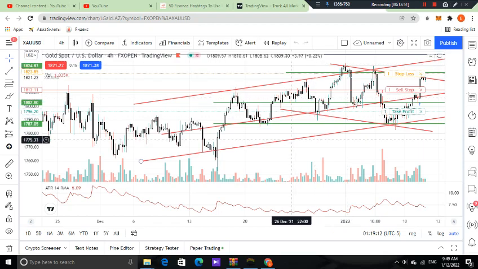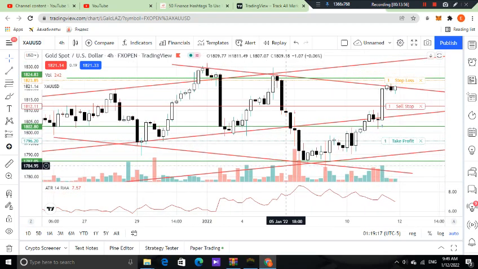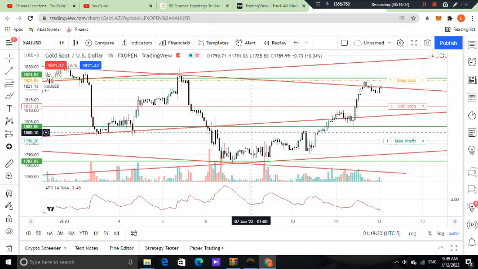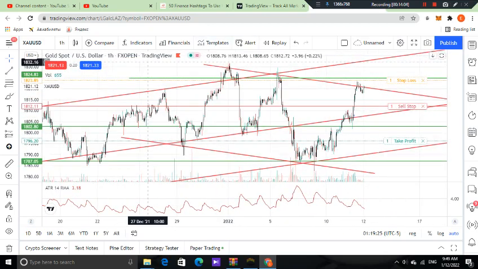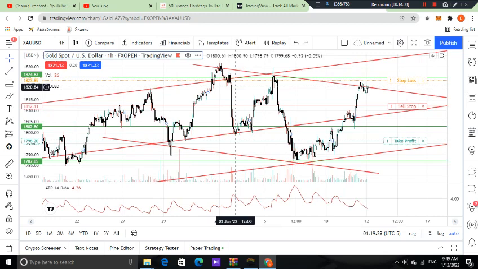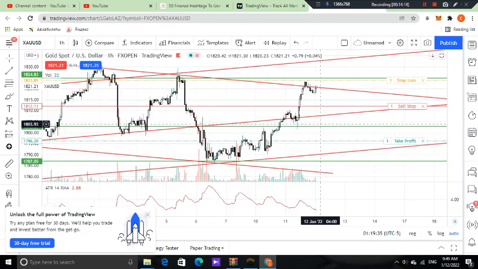Okay, sorry, I lost it for a moment. Okay, so we have this in 4-hour time frame. Let's have a look at this chart in 1-hour time frame. Here we have bigger details. We have more details in this time frame. We can see pullbacks and other stuff.